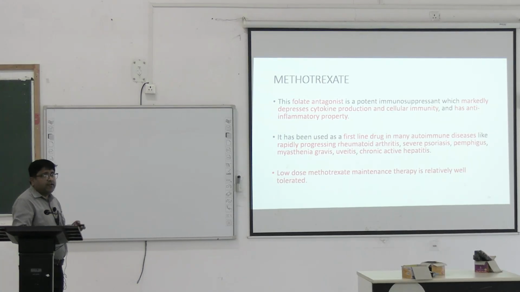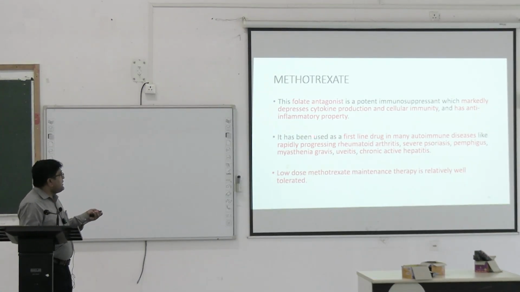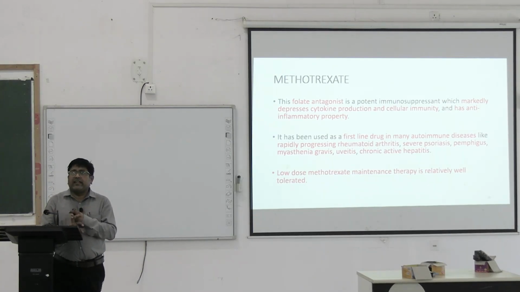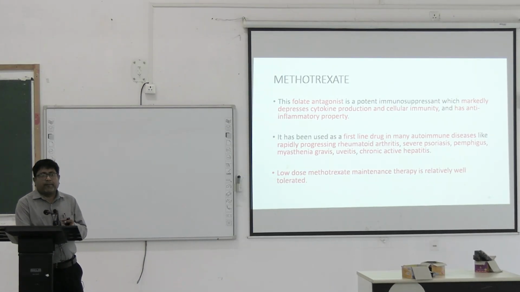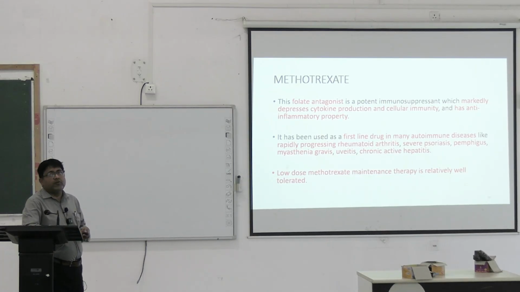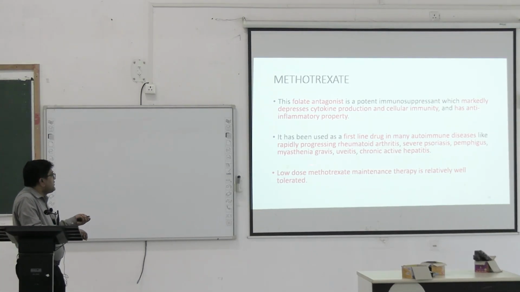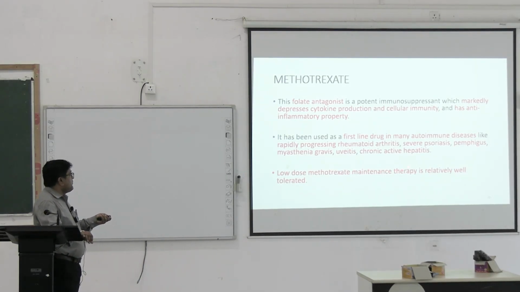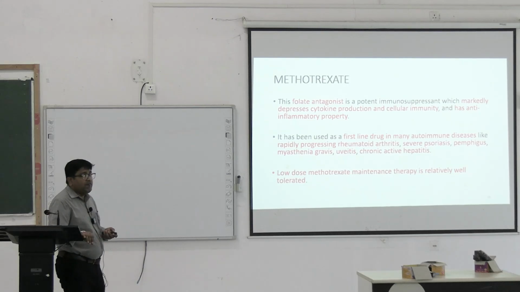Methotrexate is a folate antagonist. It markedly depresses cytokine production, cellular immunity, and they possess anti-inflammatory action as well. Now, it has been used as a first-line drug in many autoimmune diseases. Like in case of rheumatoid arthritis, it is the first-line drug. In severe psoriasis, pemphigus, myasthenia gravis, uveitis, and chronic active hepatitis. Low-dose methotrexate maintenance therapy is relatively well tolerated.